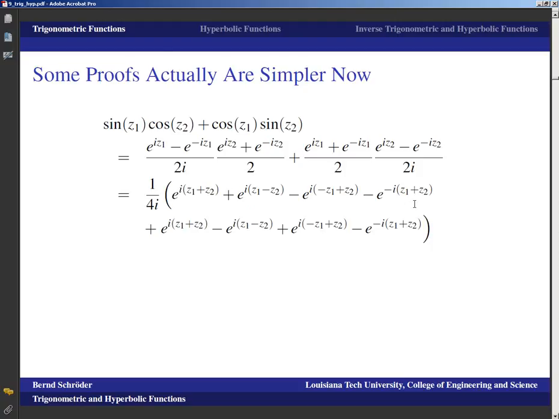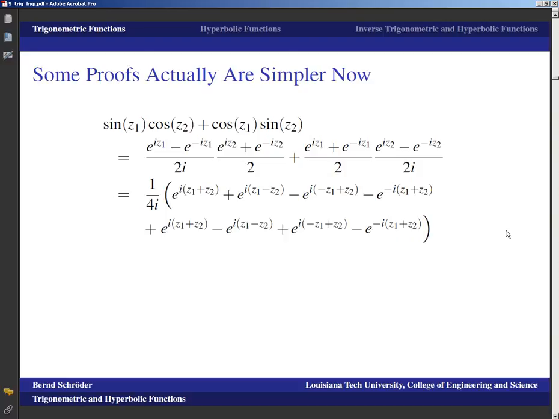And we do the same thing in the second set of parentheses. We get e to the i z1, e to the i z2, which is here. We get e to the i z1 times negative e to the negative i z2, so that gives us a negative sign, and the z1 minus z2 here. We get e to the negative i z1, e to the i z2, which is here, and we get minus e to the negative i z1, e to the negative i z2, which is here.